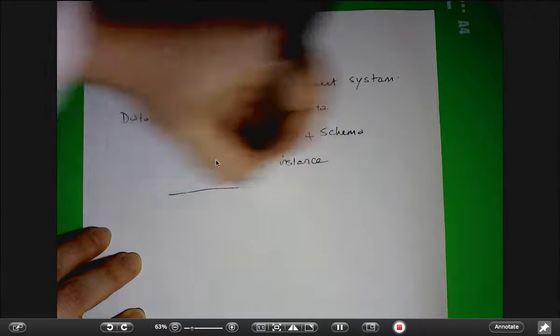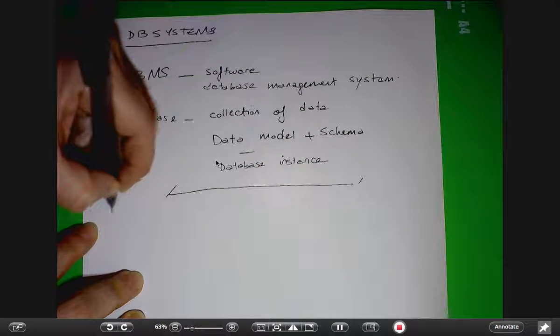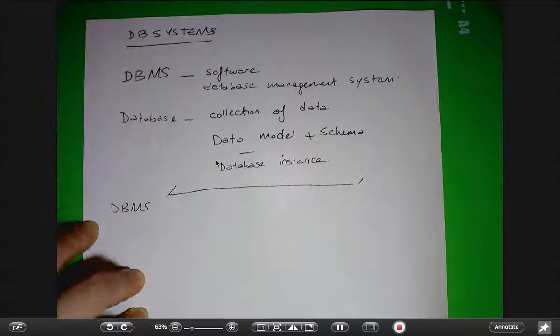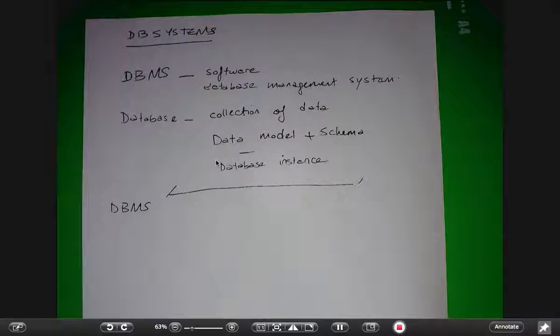So let's go back to database management systems. What are some database management system names? I will not know everything you show me, but I brought some pictures to show you. So what is an example of a database management system?